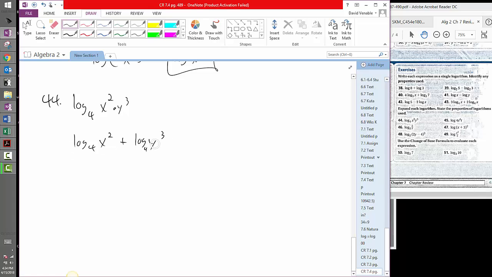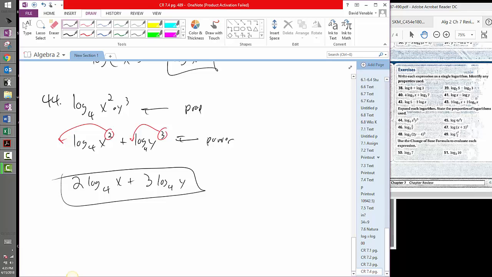Anytime you see these, by the way, these kind of questions are usually going to be multiple choice. It's going to be, hey, which one of the following is equivalent to this? Now, this is true. I did expand it, but I could expand it a little more. I can take the 2, drop it down here, take this 3, drop it in front here. And again, that's the power property. So first, I use the product property. Then here I'm using the power property. So this one's 2 log base 4 of x plus 3 log base 4 of y. That is as expanded as you can get here.